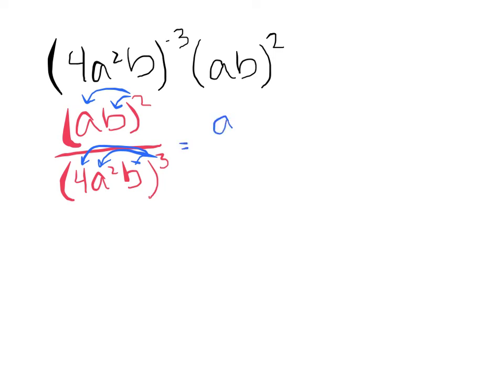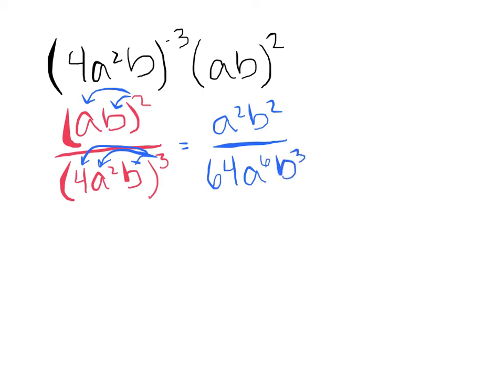So we get a squared b squared on top, and we get 4 cubed. 4 times 4 times 4. 4 times 4 is 16, times 4 again, and we get 64. Remember, you multiply the exponents, so it's a to the 6th b cubed.